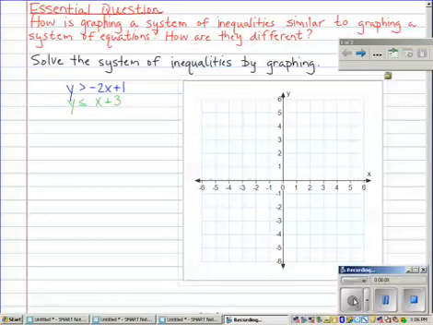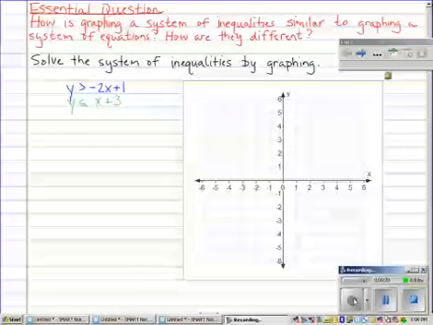How is graphing a system of inequalities similar to graphing a system of equations? How are they different? So we're going to solve this system of inequalities by graphing. Notice both equations are in slope-intercept form, so we can immediately just graph these two equations.